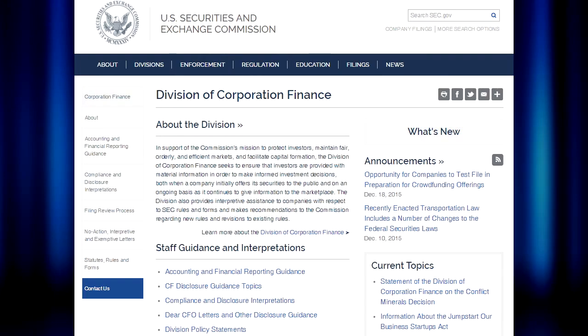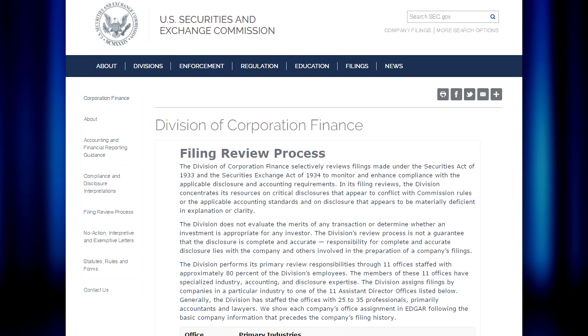Well, there's a separate publication that the SEC has on the CorpFin website, part of the SEC's website, that is exceptionally helpful, called the Filing Review Process. And it shows you what those 11 industry offices are, and it shows you the personnel that lead those groups. So the assistant director, the branch chiefs, the accounting reviewers, at the top levels, not the lower levels, but the leaders.